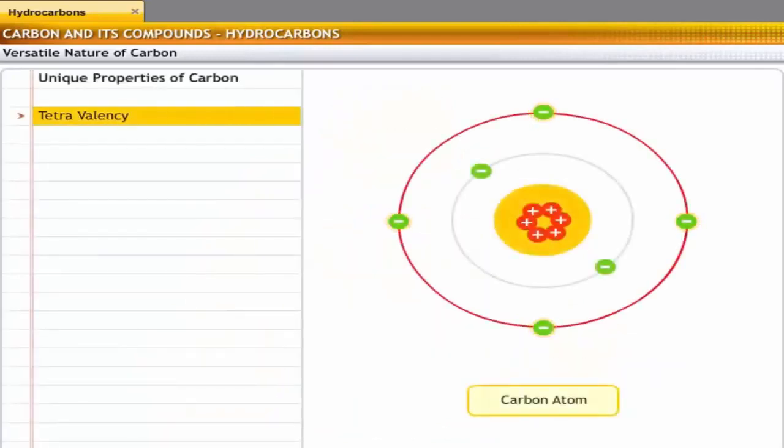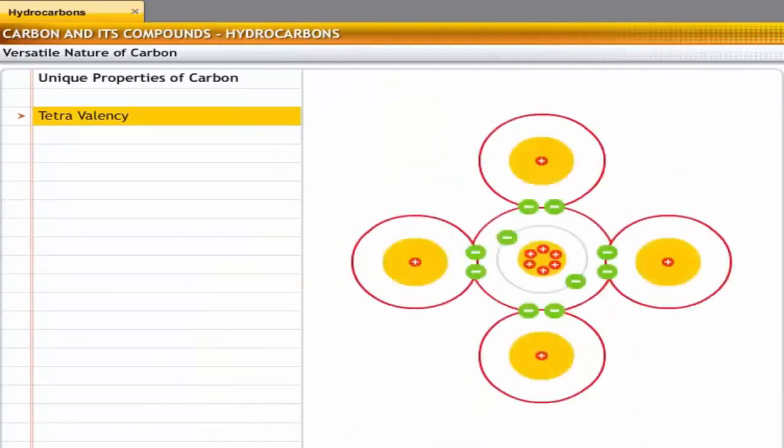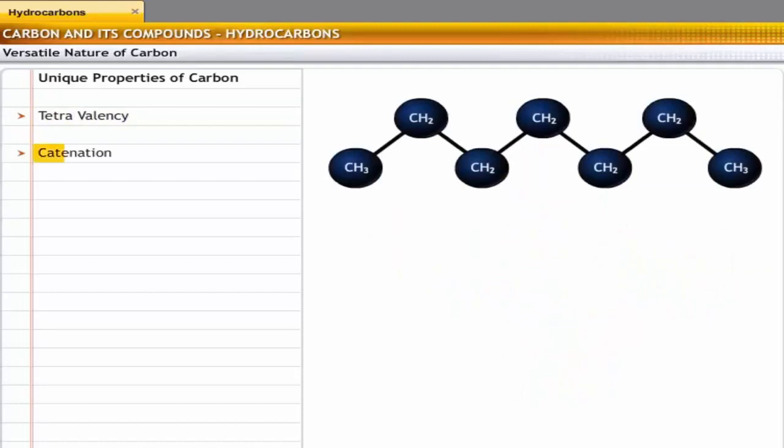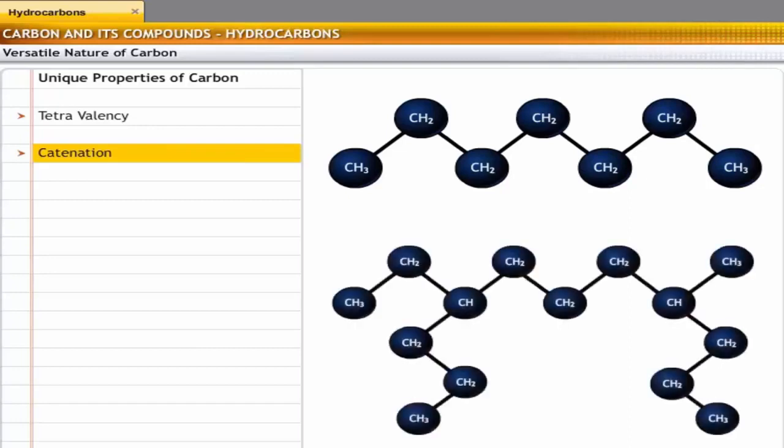Let's focus on the first unique property of carbon. In order to complete its octet, carbon shares 4 electrons with other atoms, forming 4 covalent bonds. This is known as tetravalency in carbon. The next property is catenation, which is the phenomenon of self-linkage among identical atoms to form a long chain of molecules. Carbon exhibits maximum catenation when compared to elements like sulfur and silicon due to strong carbon-carbon bonds and tetravalency.